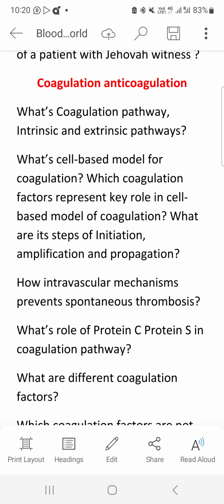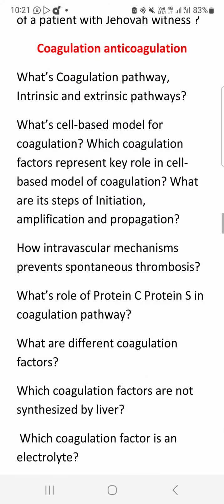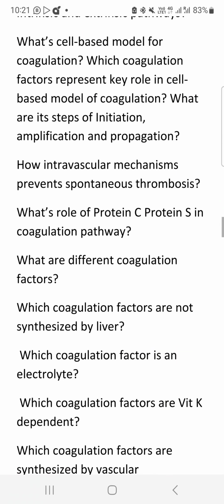What is ACT? What is APTT? What is PT? What is thrombin time? What is clotting time? What is bleeding time? You should be knowing things about it, as well as the role of thromboelastography or ROTEM, first of all in identification, how you need to treat the cause of bleeding, and how to quantify it. This is a whole package which you should be knowing.